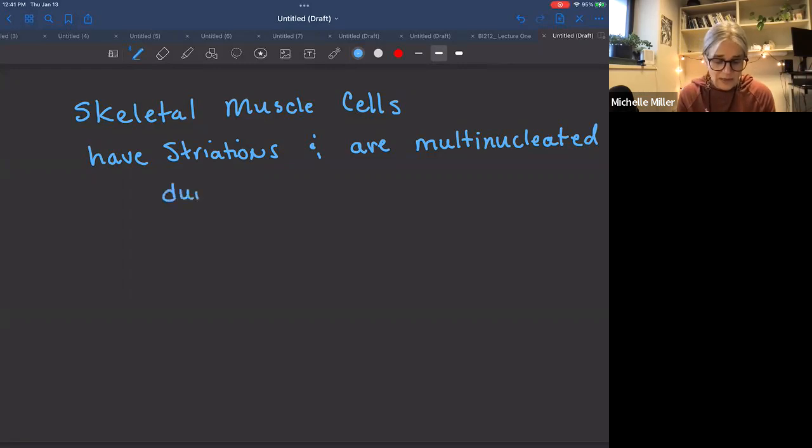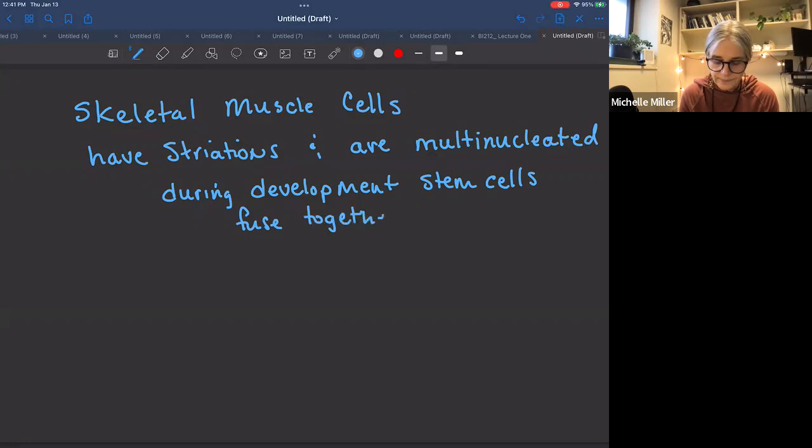So during development, stem cells fuse together. And so it's kind of interesting when we talk about building muscles, building muscle tissue. How do you add muscles if embryonically you're producing them? And so we'll talk about that. One idea is that we do have stem cells, a few stem cells in our muscle tissue. So if I wanted to get really big muscles, maybe those stem cells would fuse to produce more muscle cells.